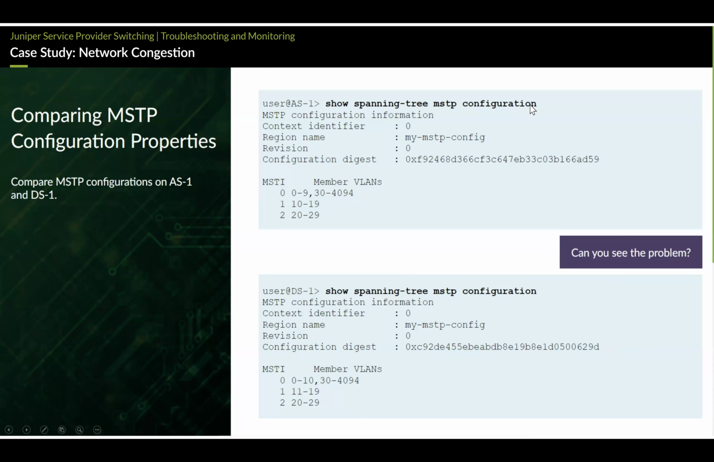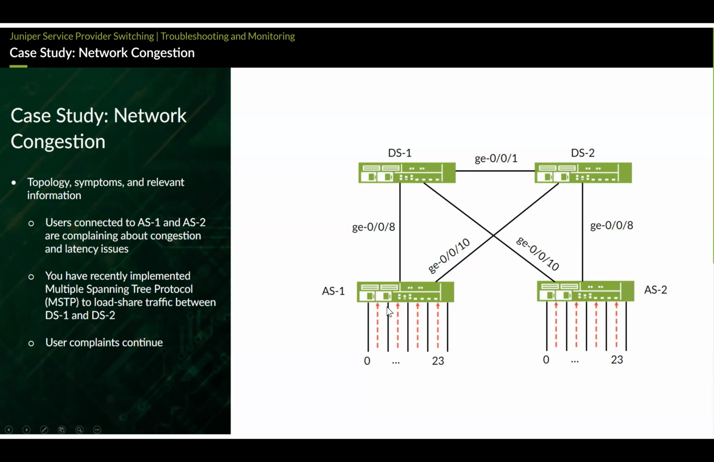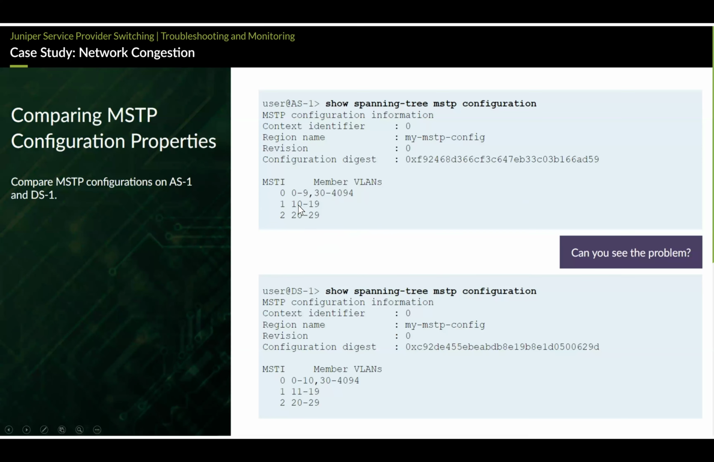Show spanning-tree mstp configuration. In the MSTP configuration, the name is mstp-config, and instance 0 member VLANs are 0 to 9 and 30 to 4094. Instance 1 VLAN ID is 10 to 19, and instance 2 VLAN ID is 20 to 29. On this access switch 1, the ports are 0 to 23. So this is the VLAN range.